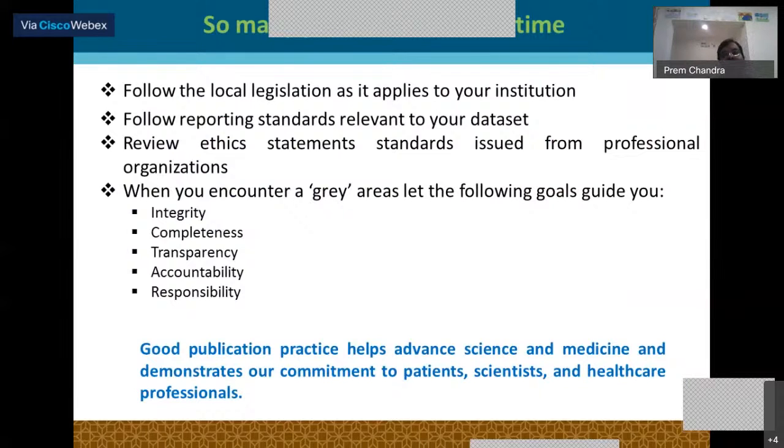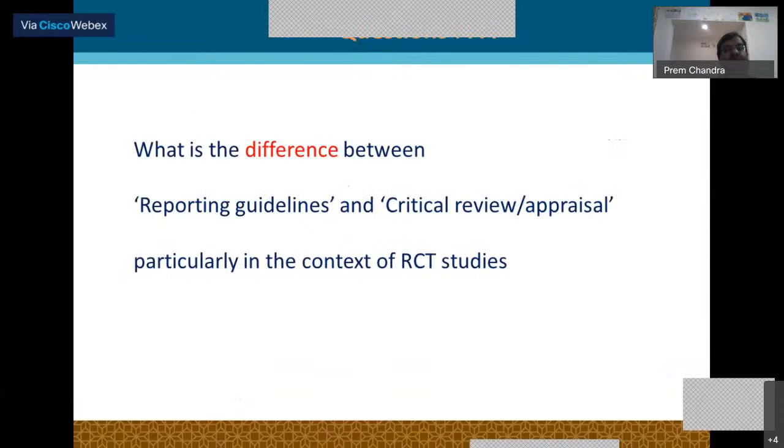When you encounter gray areas, let the following goals guide you: integrity, completeness, transparency, accountability, responsibility. I think that applies not only to RCT, but to all types of research. And we need to follow those standards when we plan, design, conduct, analyze, and report not only RCTs, but all types of studies. And good publication practice basically helps to advance science and medicine and demonstrate our commitment to patients, scientists, and healthcare professionals.